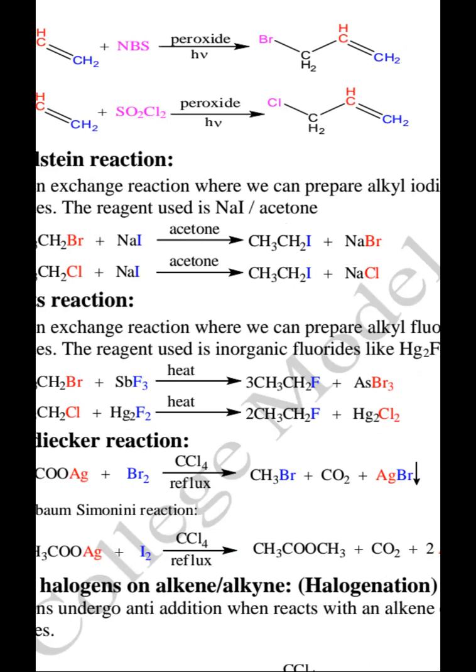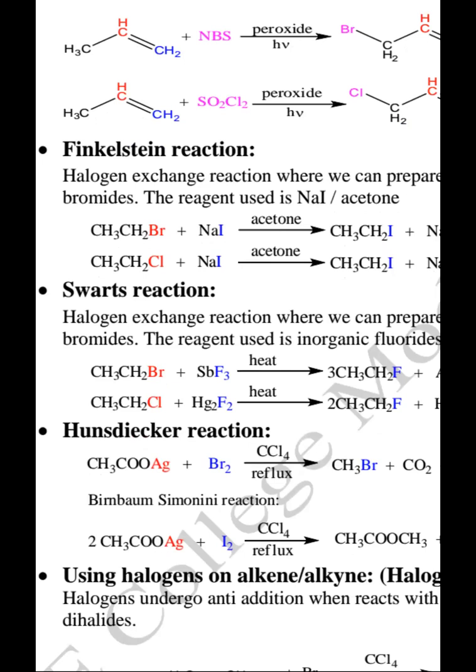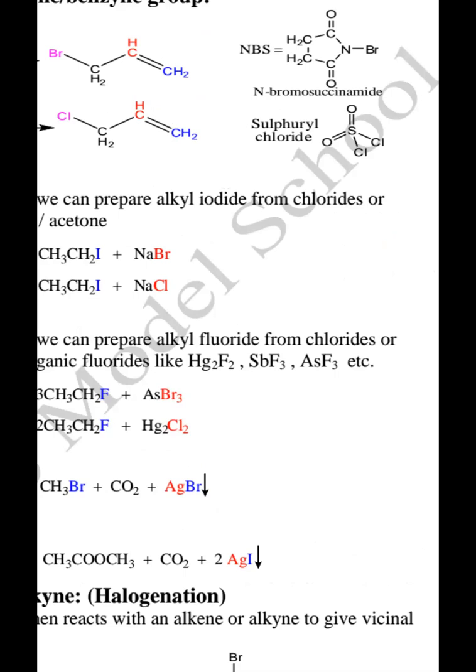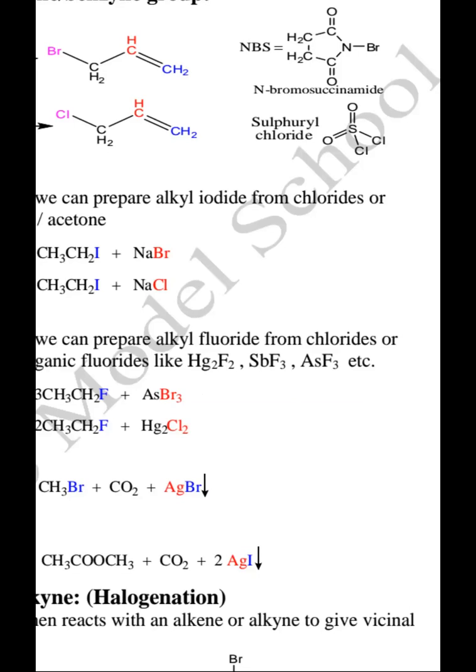A similar reaction is the Swarts reaction, where we insert fluorine into a particular alkyl halide and replace the halogen there. Bromine and chlorine go out. These are the leaving groups marked in red. Fluorine is the incoming group marked in blue. In order to attain this product, or alkyl fluoride, we use inorganic fluorides like Hg2F2, SbF3, AsF3, etc. Other inorganic fluorides can also be used. These are the most commonly used, so have been mentioned here.